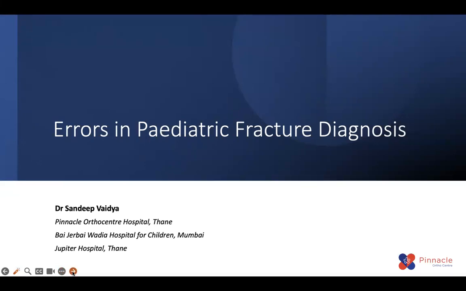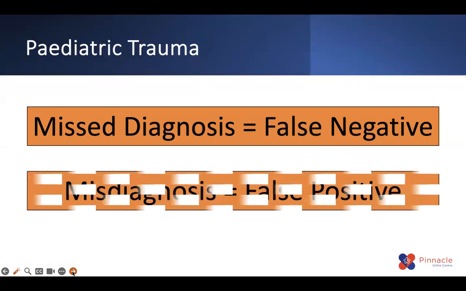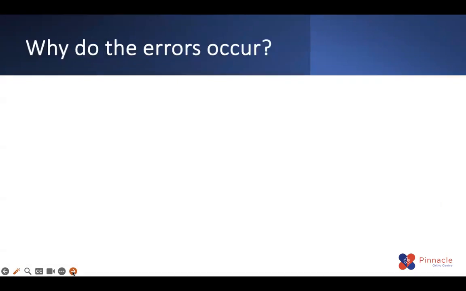Hello, everyone. So in this talk, I shall be talking about errors in pediatric fracture diagnosis. By errors, there can be two types of errors. Misdiagnosis, wherein the fracture is present, but the radiologist or treating clinician fails to pick up the fracture. Or misdiagnosis, which are certain radiological signs which are not actually fractures, but are misinterpreted by the clinician to be a fracture. So why do errors occur in pediatric X-rays?